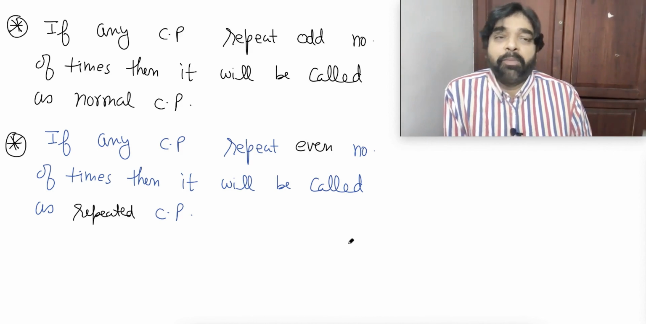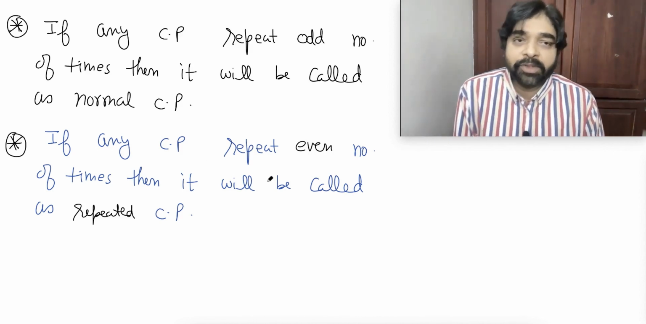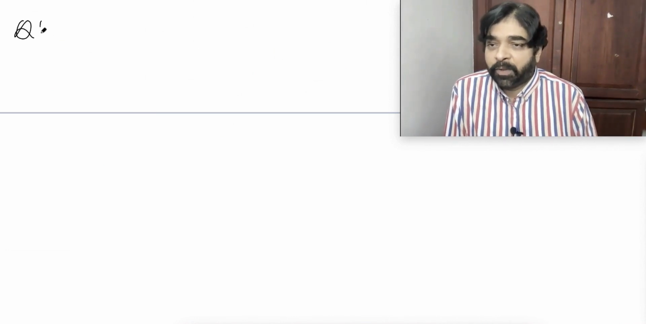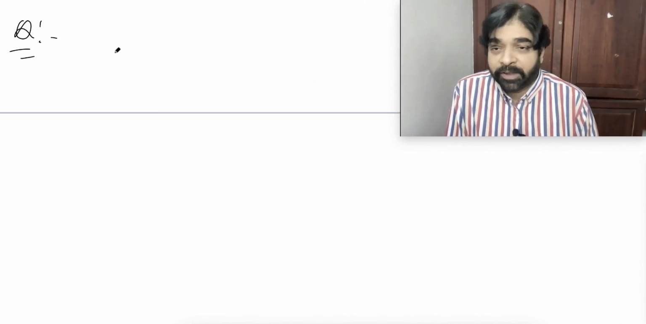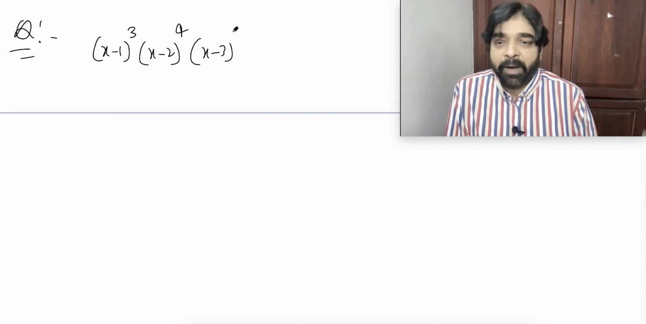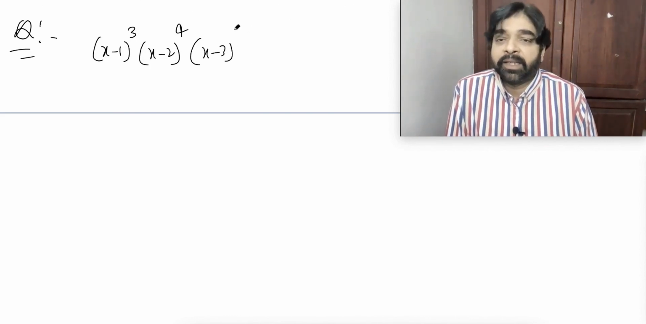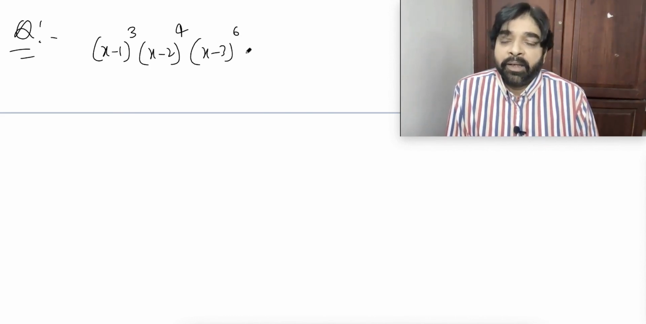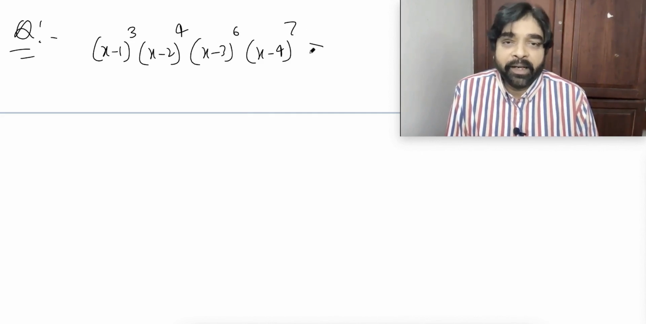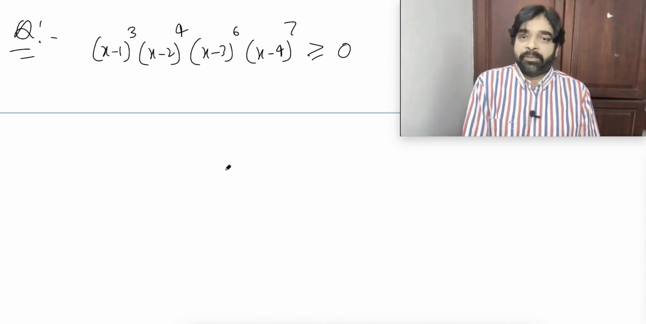I will explain it by example. Did all of you write the notes? Now, let's understand by the example. Suppose one question is coming. Do not try to solve. Just look at it. The question is (x minus 1) cube into (x minus 2) power 4 into (x minus 3) power, let's say 6, into (x minus 4) power 7, greater than or equal to 0, something like this.